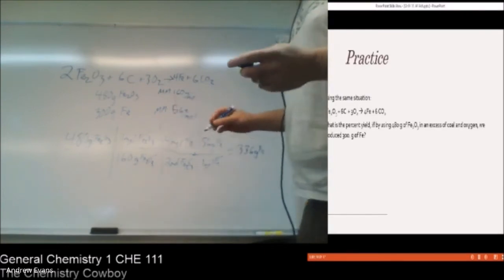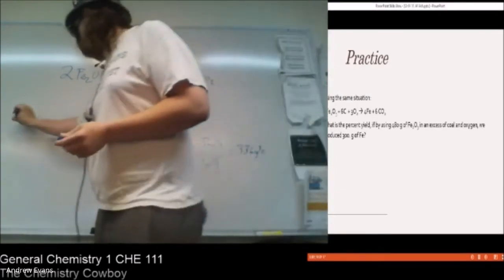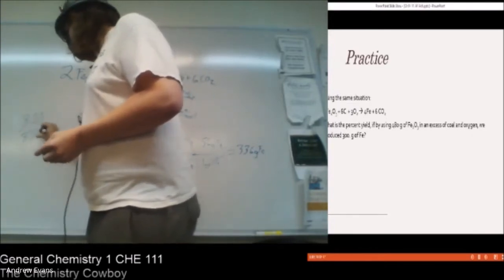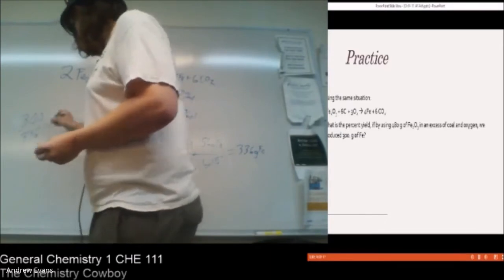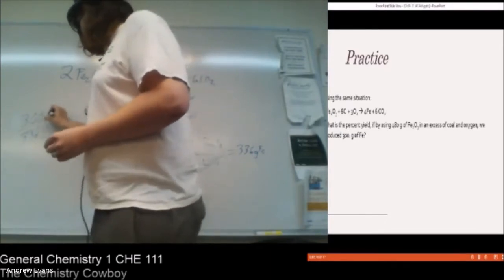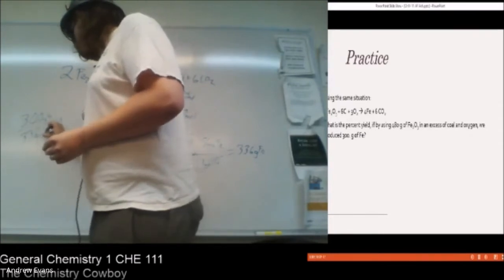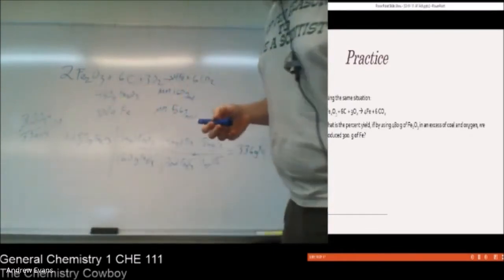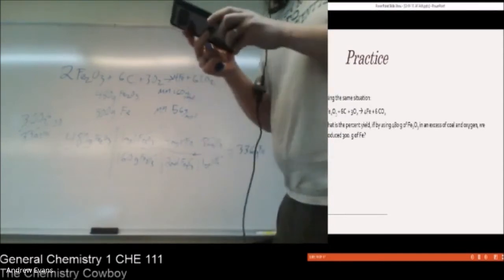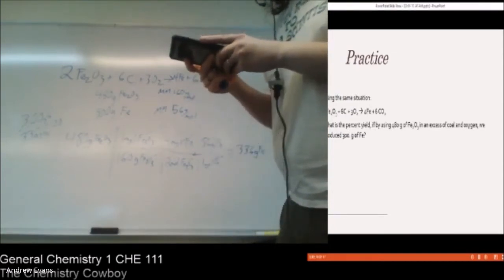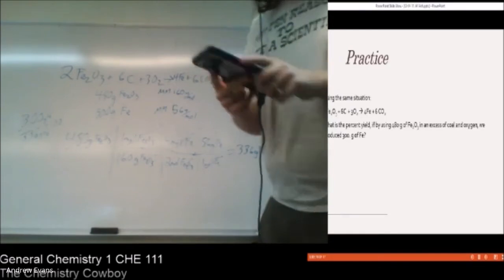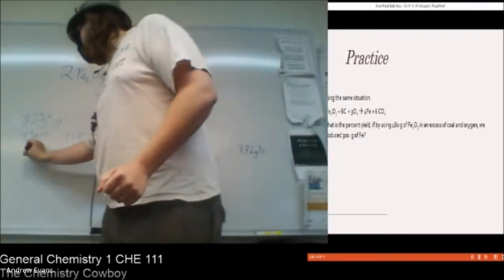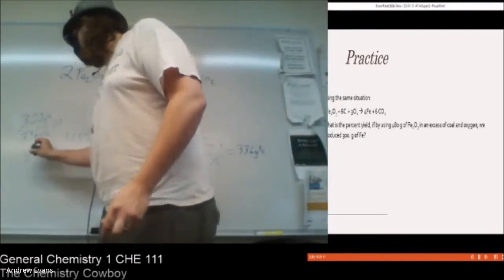Now, to get percent yield, we're going to take the actual divided by my theoretical times 100. Because it's grams of iron over grams of iron, the grams of iron cancel out. And so there's no grams of iron in there. It's just a percent. Your answer is a percent. So that'd be 89.3%.